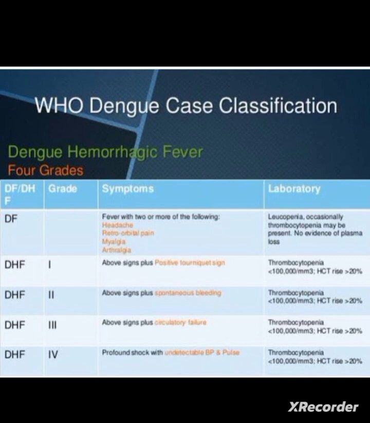Then in case of dengue hemorrhagic fever grade 4, there will be profound shock with undetectable BP and pulse. So grade 4 is the profound shock stage, and here the blood pressure or pulse cannot be detected. In this condition the patient will die. We can't save this patient. So this grade 4 is the dengue shock syndrome. All the above criteria will be met, along with the shock manifestation. Okay, that is the classification of dengue hemorrhagic fever.